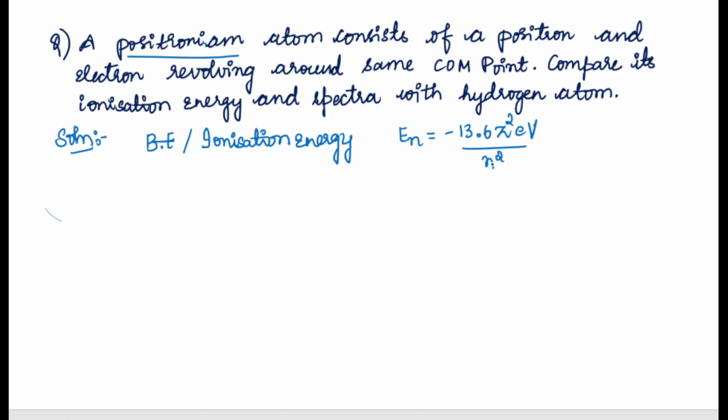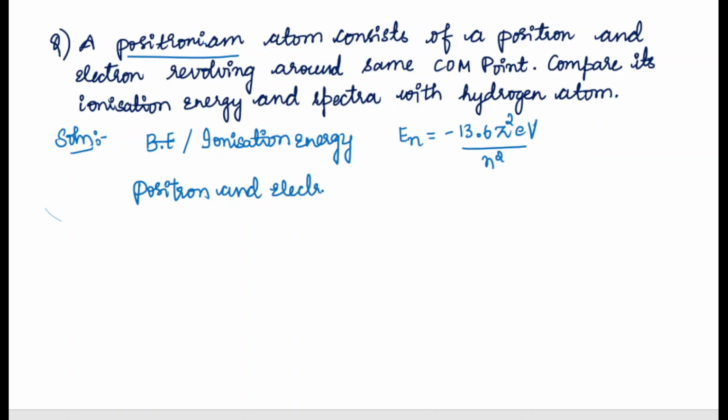So n is the spectral number, that is the number of energy levels. n can take the value 1, 2, 3 like that. And Z is the atomic number, right? Now concentrate. We have here a positronium atom. So positronium atom means we have a positron and an electron, right? In a positronium atom, we have a positron and electron.